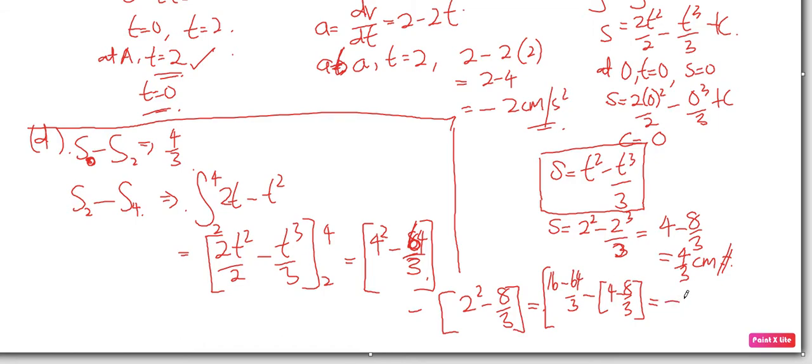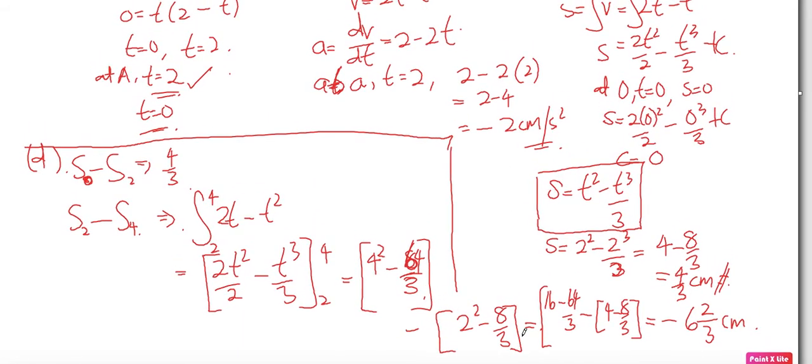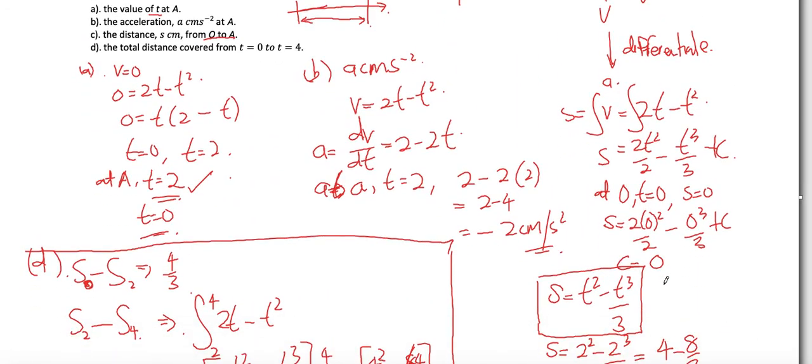minus 6 2/3 cm. Minus indicates that it is going back. Negative indicates, since this is displacement, that it's going back. It's just the direction. So I'm going to take it as positive, because all the question wants us to find is the distance covered.